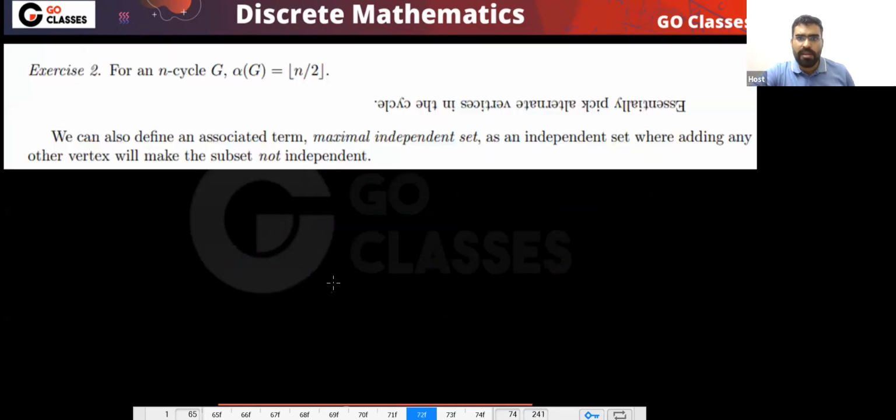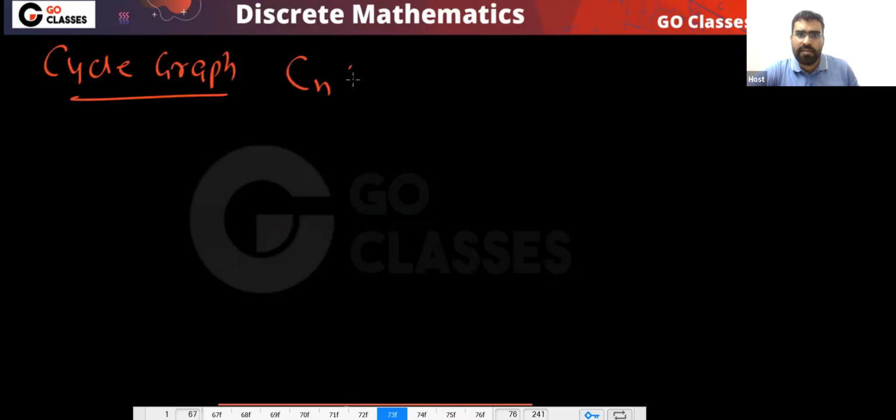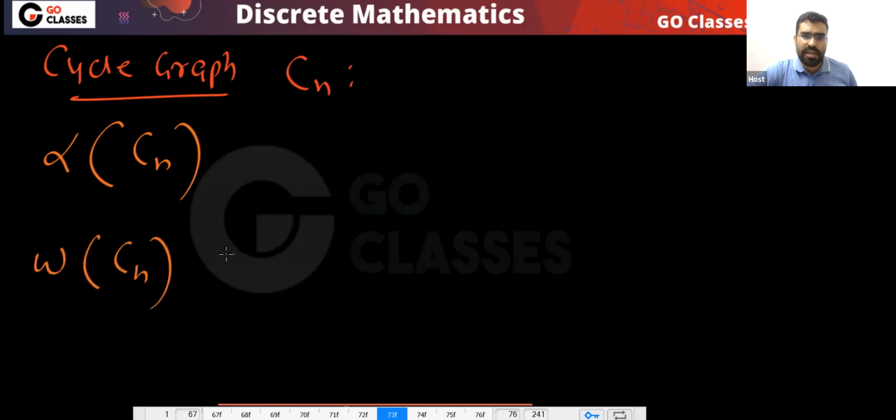Okay, so very simple. Now, let's do the analysis of the cycle graph. If you have a cycle graph Cn, then for Cn, what is alpha of Cn and what is omega of Cn?